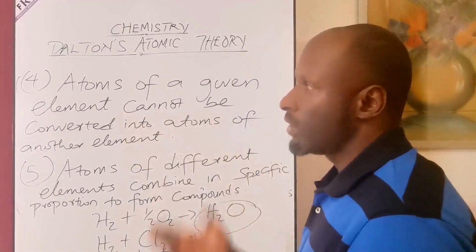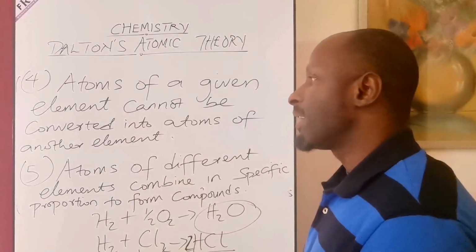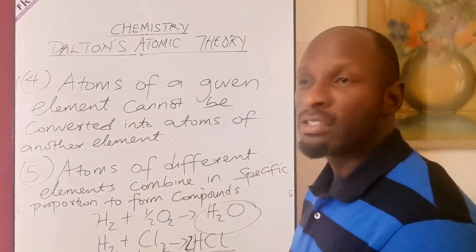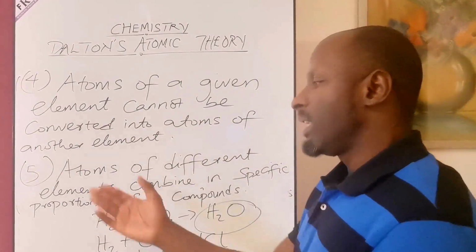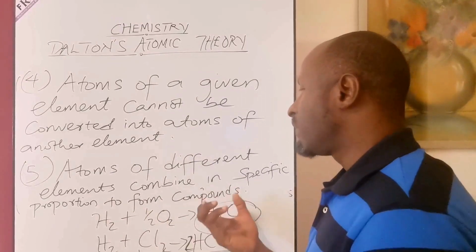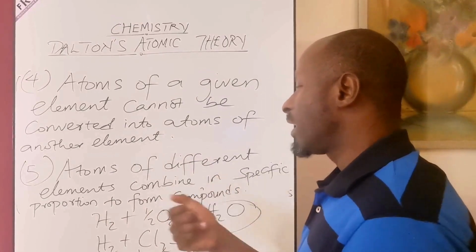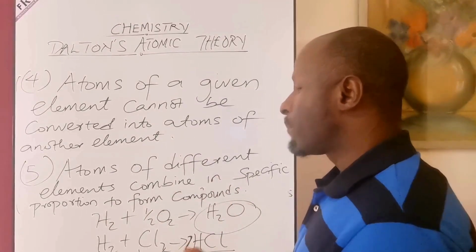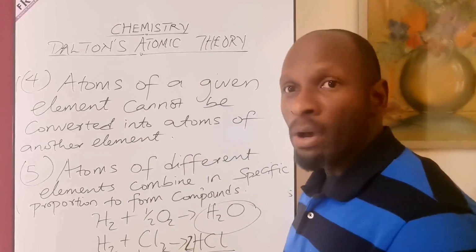Then the fourth one is still on the board. Atoms of a given element cannot be converted into atoms of a different element. And the last one is also here. Atoms of different elements combine in specific proportions to form compounds.